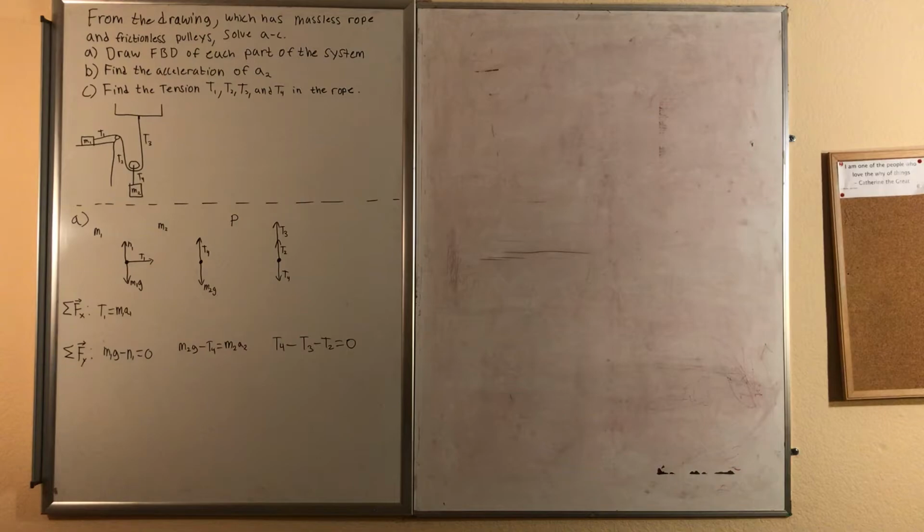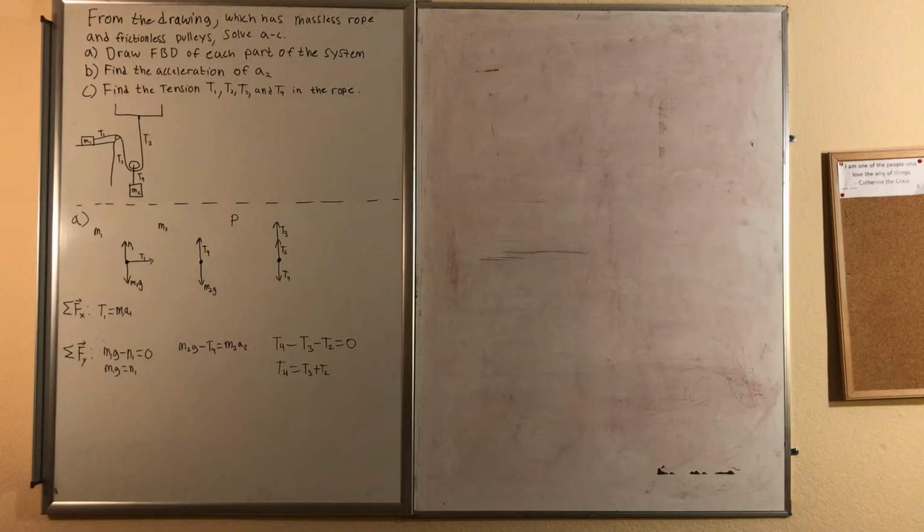Let's rearrange and simplify these equations. So, M sub 1 times g minus N sub 1 equals 0. Adding the N sub 1 gives just M sub 1 times g equals N sub 1. The weight and normal force are equal here. And for the pulley, T sub 4 minus T sub 3 minus T sub 2 equals 0. Add both T sub 3 and T sub 2 to get T sub 4 equals T sub 3 plus T sub 2. These equations should be better to work with.